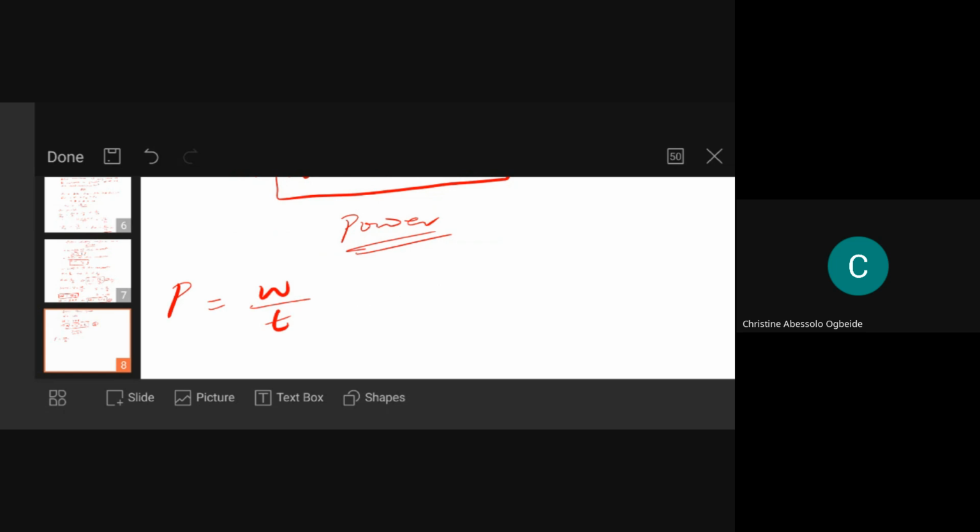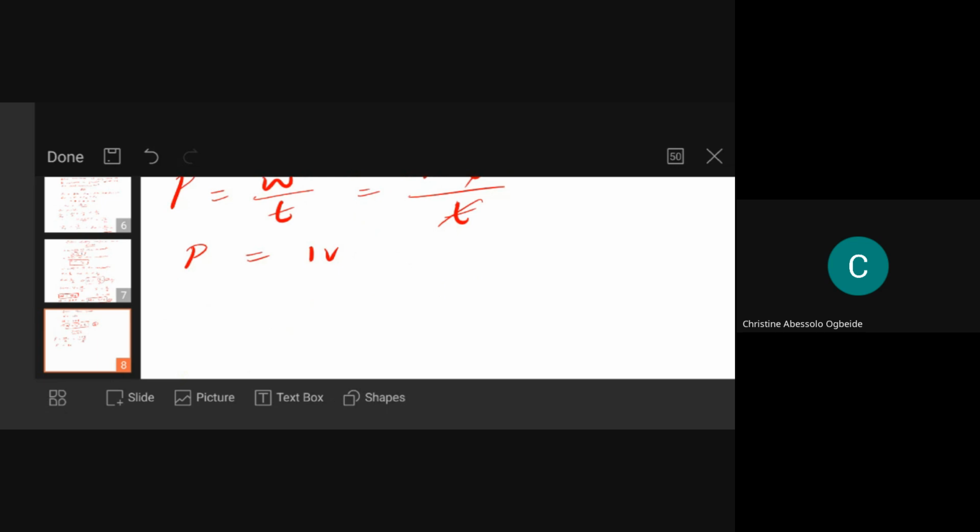So if I put in these formulas, where W is I V T, I'll be having that this becomes I V T all over T. So it means that power becomes what? I V, because the T cancels out. I V. You see that? So this is the first equation for power, the first relation.